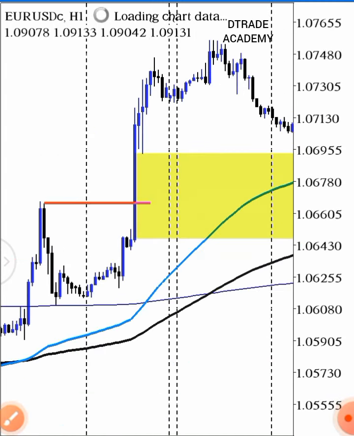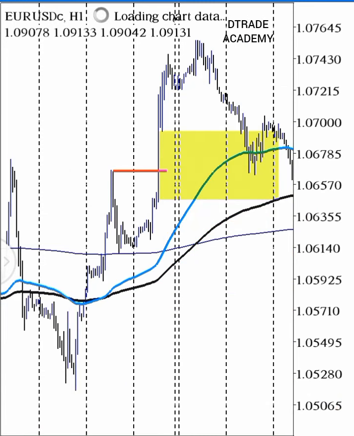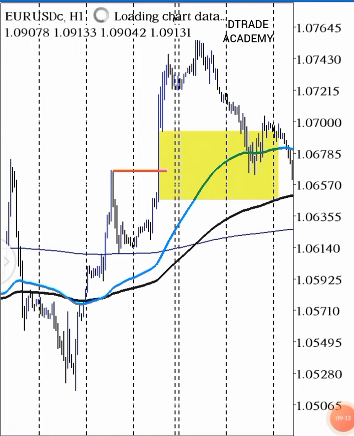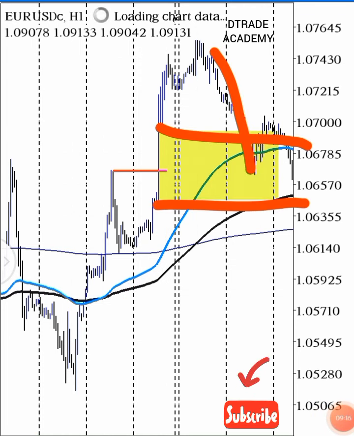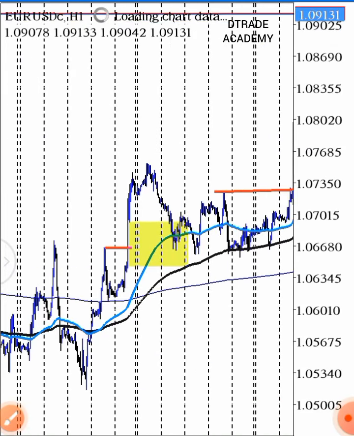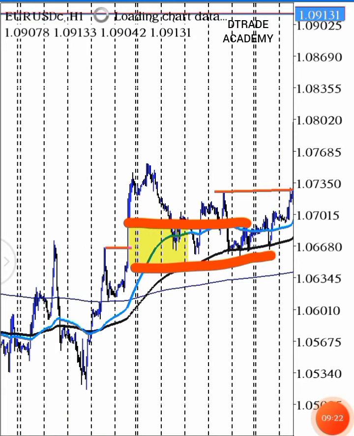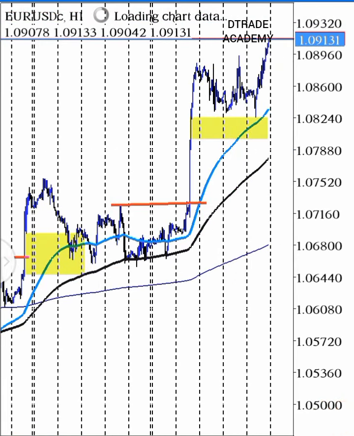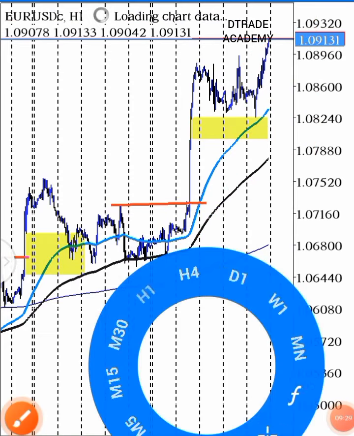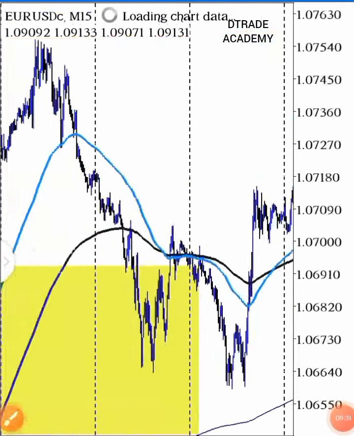So what do we do? We wait for sellers to push the price down, because this is an uptrend and buyers are in charge. Wait for sellers to push the price down to that marked zone, to that imbalance. So when price comes to that imbalance, which is what we have here, we begin to see price trying to push up, and we see price going up. So let's go to our M15 for our entry model.